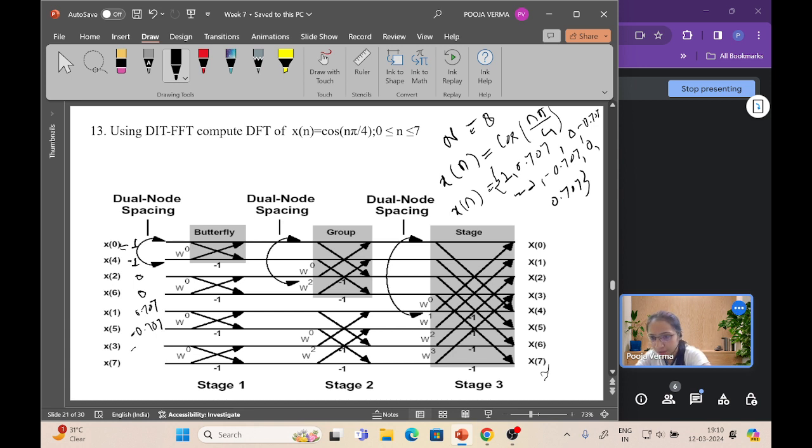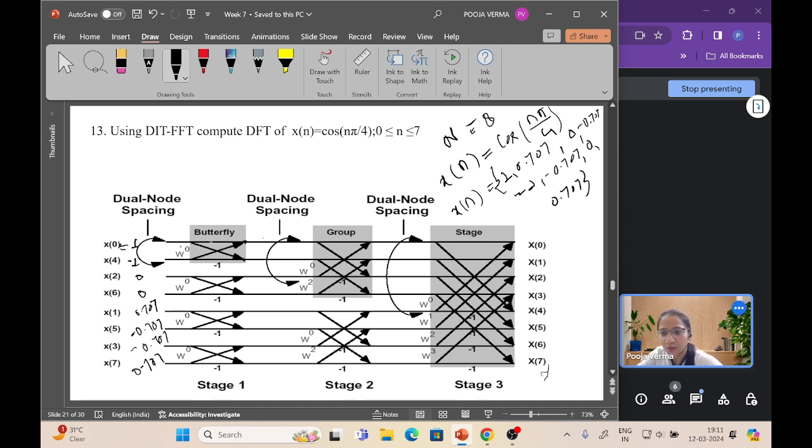And what is x of 3? That is minus 0.707. And what is the last one? X of 7, that is also 0.707. So now what we need to do, this row represents multiplication, and from here it is the addition, right?